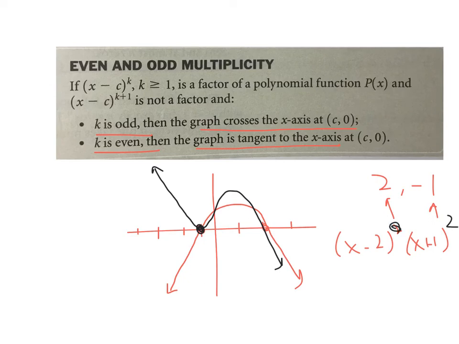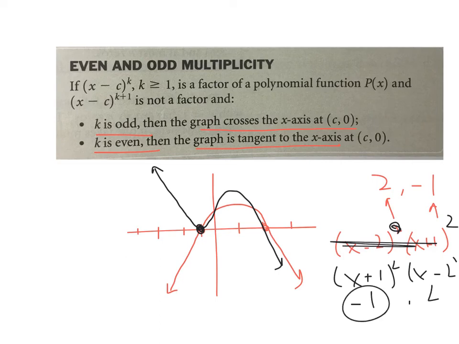I graphed that. If the -1 was even, oh my gosh. Let me do that one more time. Sorry about that. So if I had x plus 1 squared and x minus 2, -1 would be a 0, and 2 would be a 0. And -1 had multiplicity 2. It was even. That means when it touched the -1, it would actually bounce off of it, and it would pass through the 2.